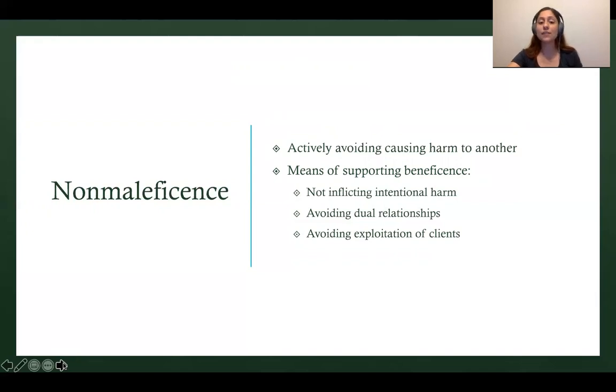We want to definitely avoid dual relationships that can harm the client, such as a romantic relationship that exploits them. We want to avoid exploitation of clients. For example, if your client has met their goals and you just want to continue seeing them because they pay you $300 an hour, that's exploitation, and that could be doing harm and very likely is. So we want to avoid that.